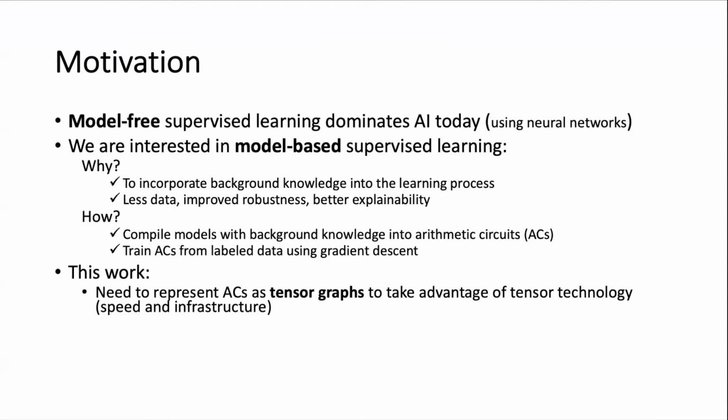What we want to do is represent these arithmetic circuits as tensor graphs, which is the standard way neural networks are represented. And if you do that, you get a couple of major benefits. One of them is speed. You can have order of magnitude improvement in terms of speed. Second is infrastructure. A lot of the tools that people have developed for supervised learning and neural networks, like gradient descent, are available in the context of tools that are based on tensor graph representations. So we want to take advantage of that.